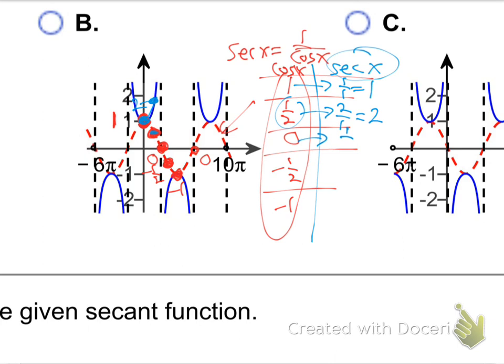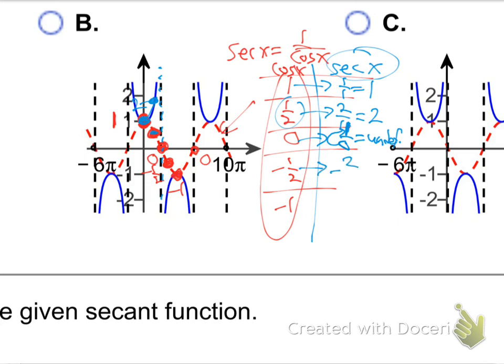What happens if you flip 0? What's 1 over 0? It's undefined. You can't divide by 0. 0 goes into 1 infinite times. 0 goes into 1 forever and ever and ever. That's why you get this vertical line. You can't flip 0. Do you see that? When the cosine is 0 and you try to flip it, that's where you get the vertical asymptote lines.